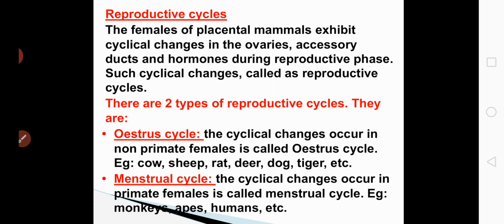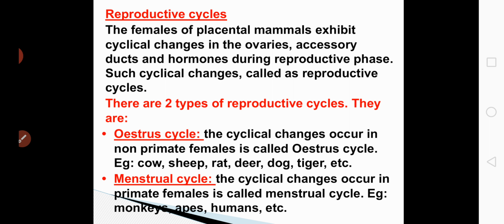The females of placental mammals exhibit cyclical changes in the ovaries, accessory ducts and hormones during the reproductive phase. So what happens during the reproductive phase? The animal starts reproducing sexually. That means during the reproductive phase, sexual reproduction takes place, right?